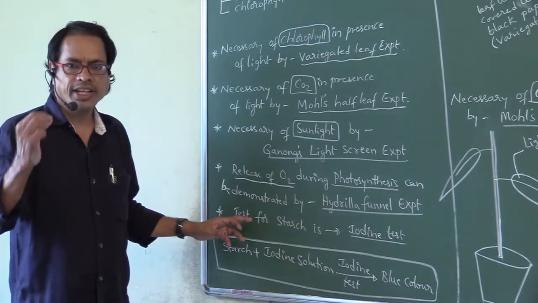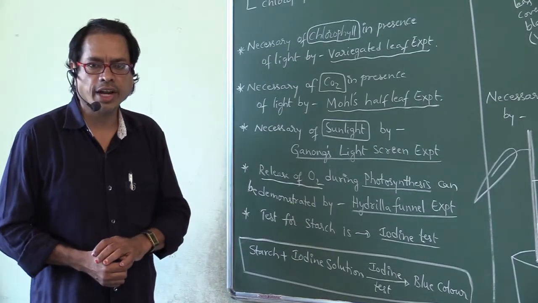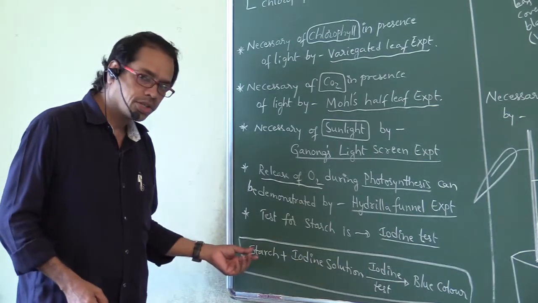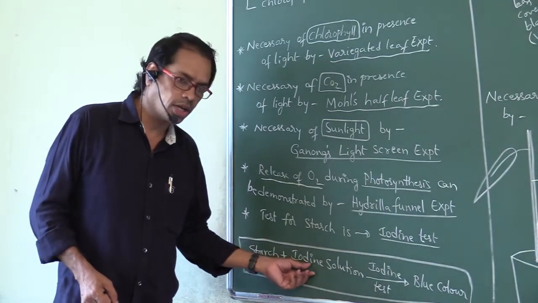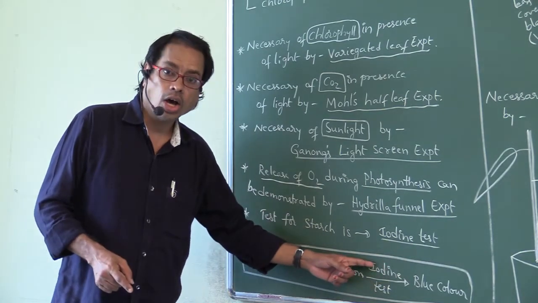Next, what is the test for starch? Iodine test. The test used for identification of starch is the iodine test. Starch plus iodine solution gives rise to blue color. So this test is called the iodine test.